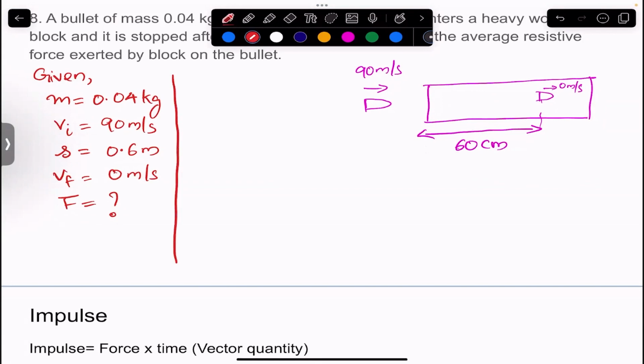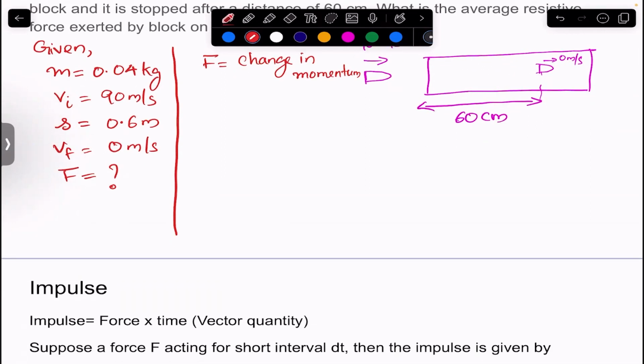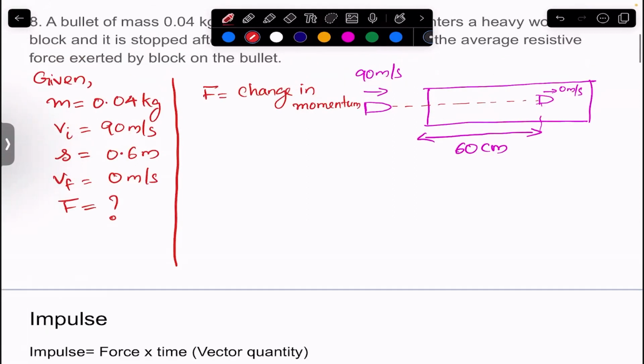We know from Newton's second law, force equal to change in momentum, right? So change in momentum. Also, here from these quantities, can you find the acceleration that this bullet is having? I mean, acceleration in the sense like it is slowing down, right? This bullet has started with the velocity 90 meter per second while it was going inside the wooden block. And it has reached almost like 60 centimeter deep inside the wooden block and it has stopped. That means gradually the velocity was decreasing.